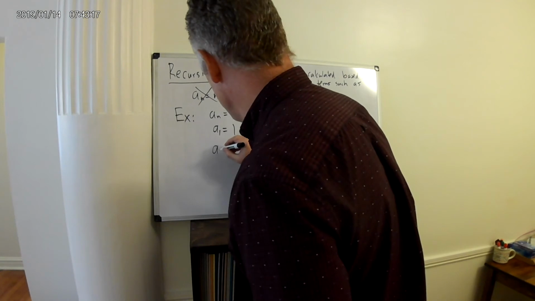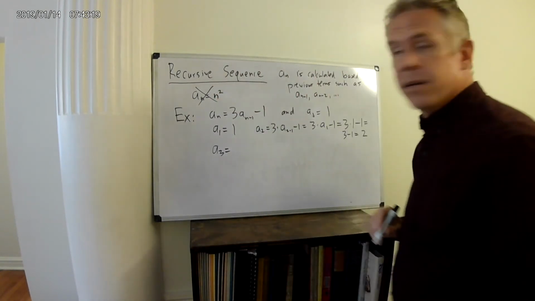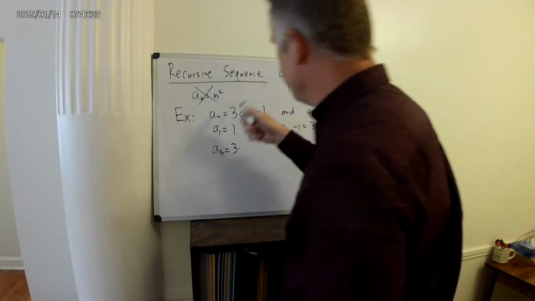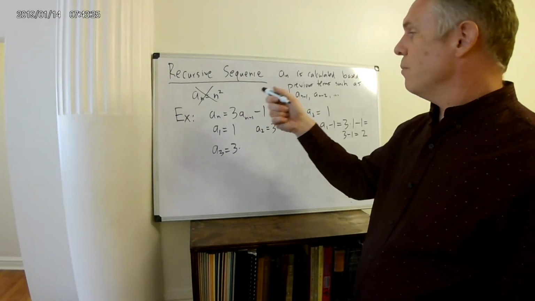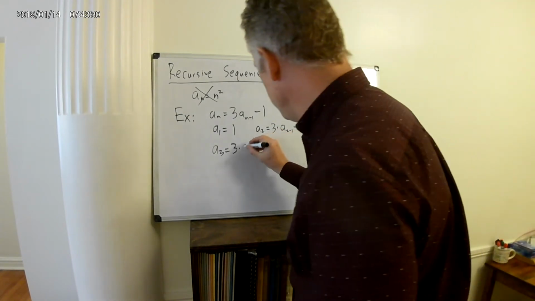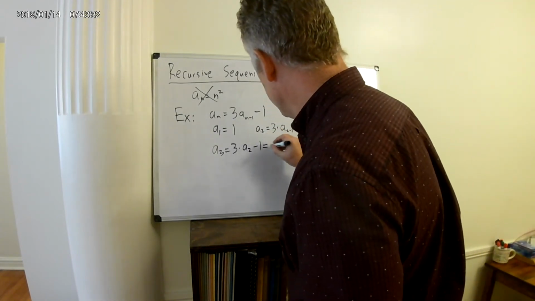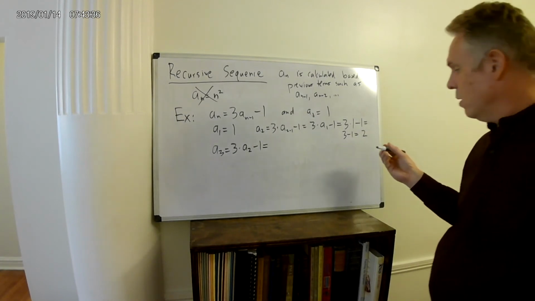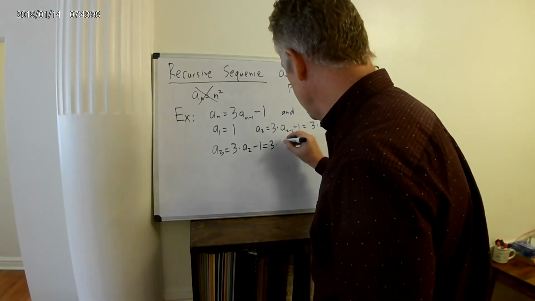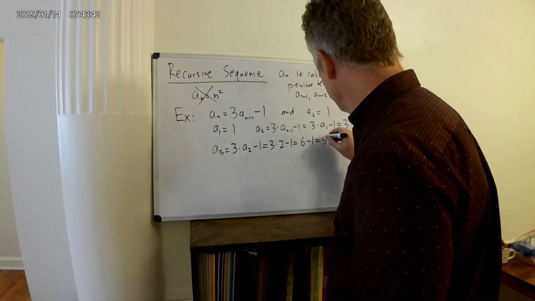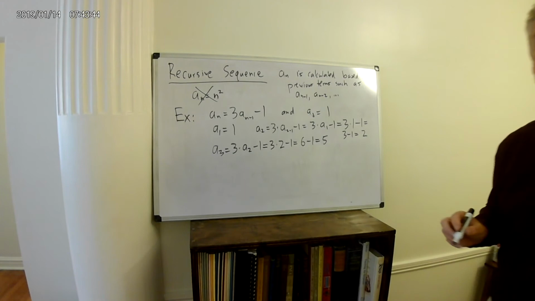Let's calculate a few more. What is a sub 3? A sub 3 is equal to 3 times the previous term, a sub 2, minus 1. Well, guess what? We know a sub 2. We just found a sub 2. So we can do 3 times 2 minus 1 equals 6 minus 1 equals 5. A sub 3 is 5.